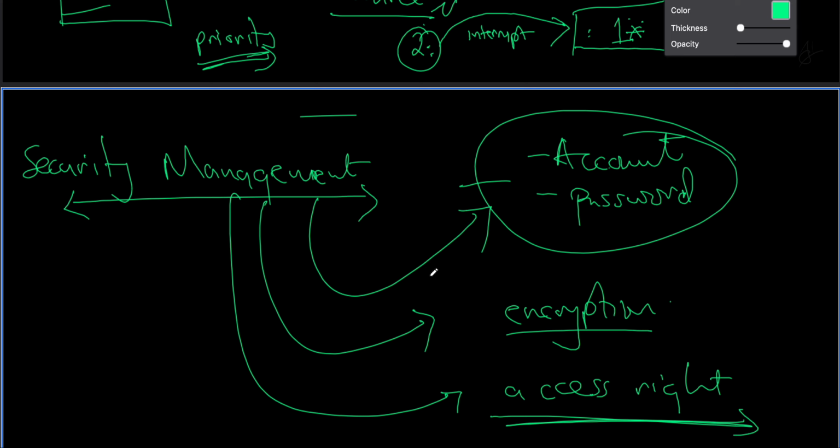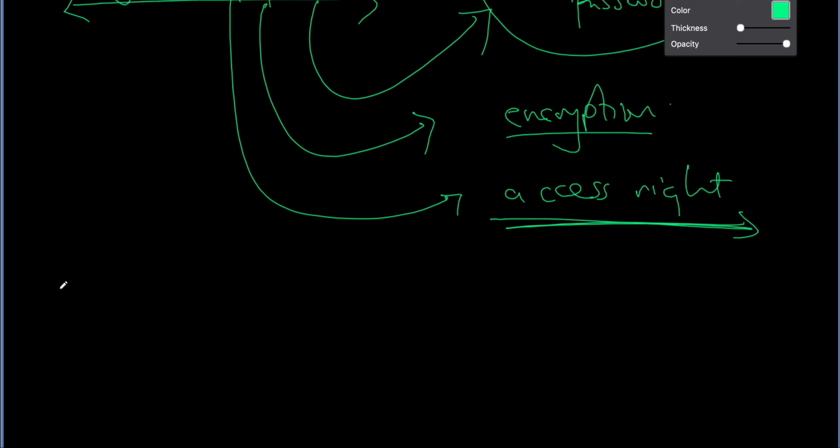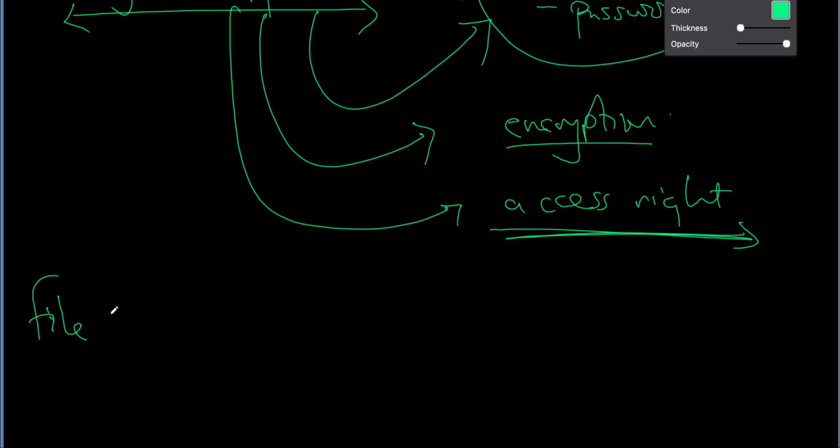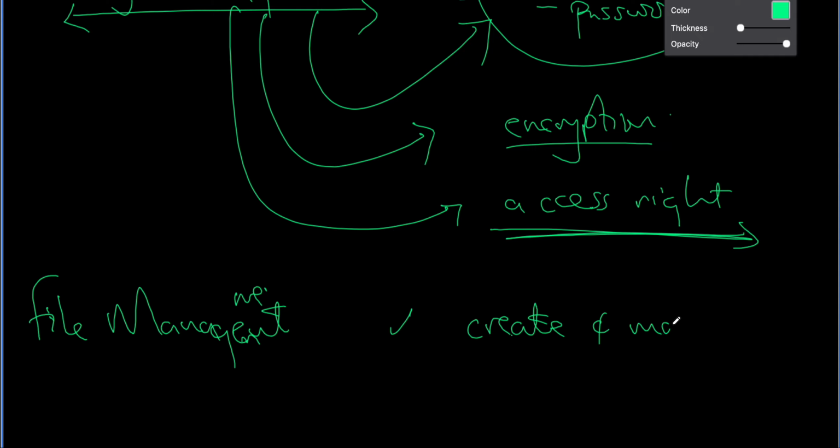And the last thing that I can mention is another function, file management. When we talk about file management, we're talking about the operating system allowing you to create files and folders, and create and manage directories. Directories are more like folders, yeah? Directories and files. You can go on to manage them.